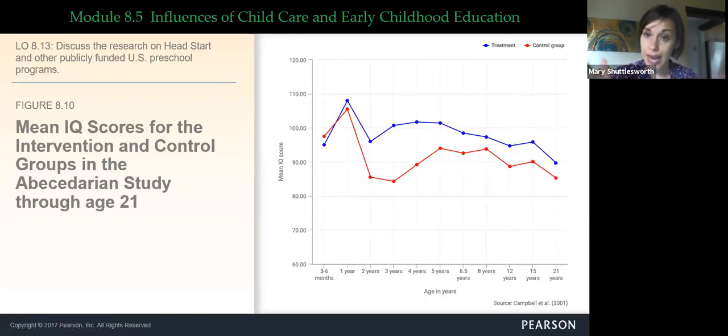So the take-home point is we need to provide these high-quality preschool experiences early in life, but also continue to offer high-quality educational experiences throughout the child's life. It can't just happen early in life, although that is incredibly important. It's not enough. We need to have that high-quality schooling all the way through for children to experience those maximum gains.